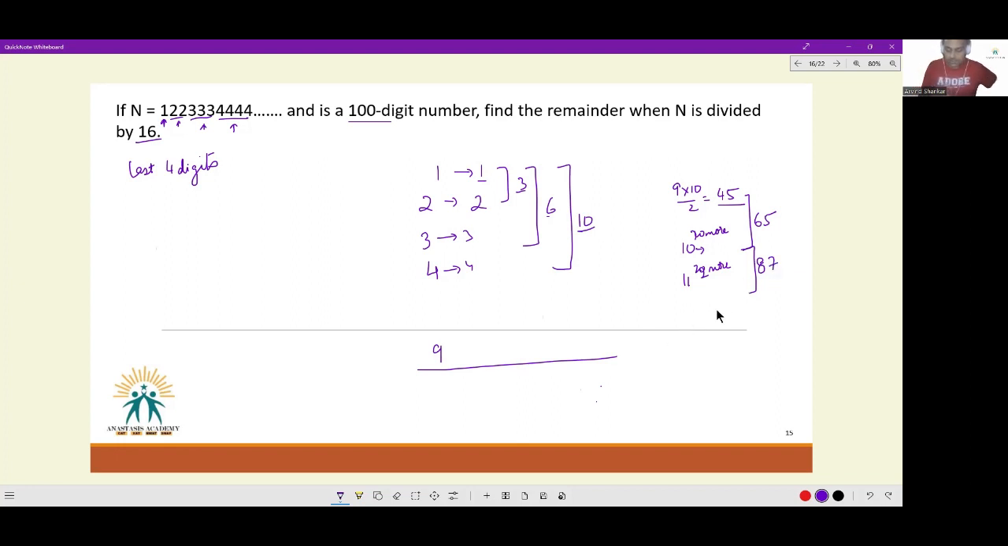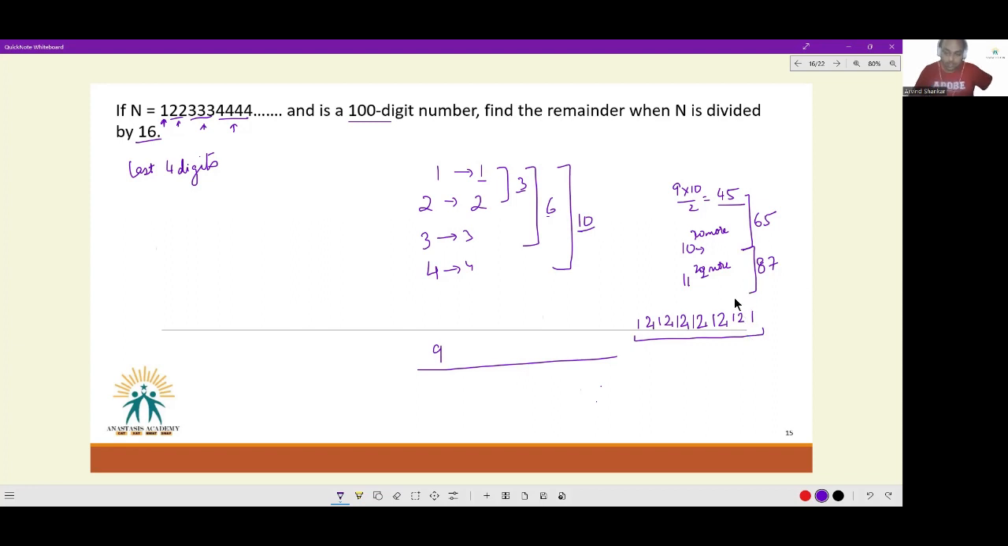The 87th digit is going to be one, the last one of 11. Then I will have 1, 2, 1, 2, 1, 2, 1, 2, 1, 2, 89, 91, 93, 95, 97, 99, and finally 100. The last 13 digits of the number are going to be this.